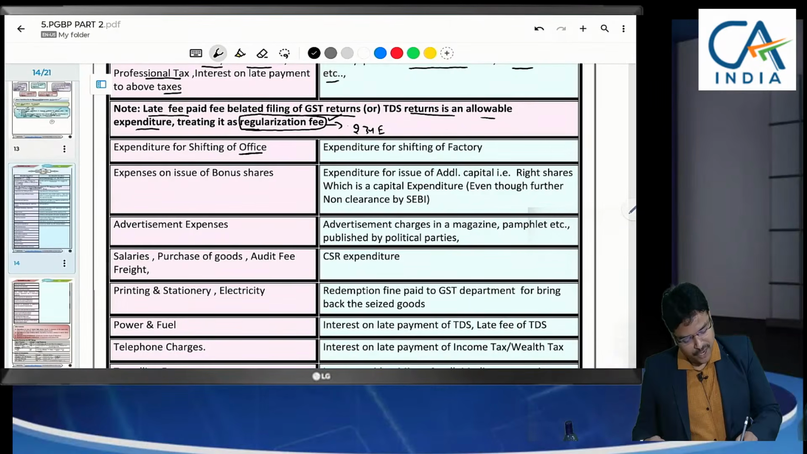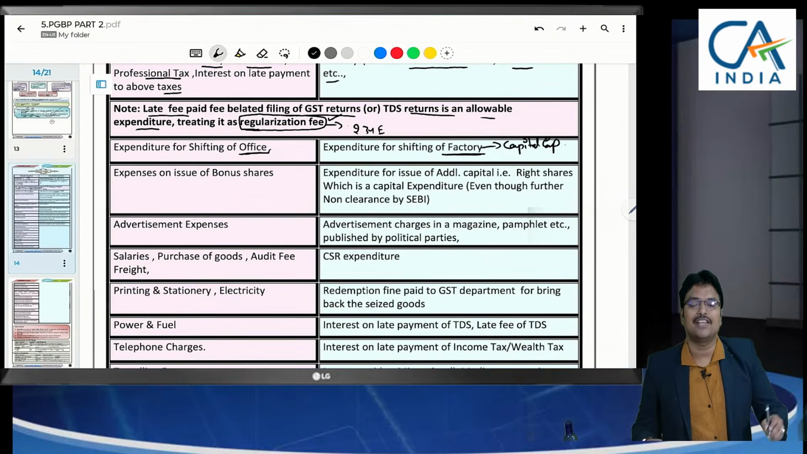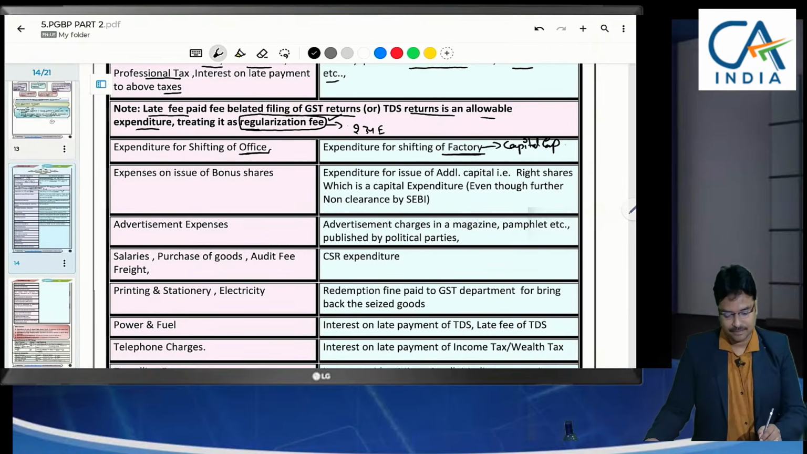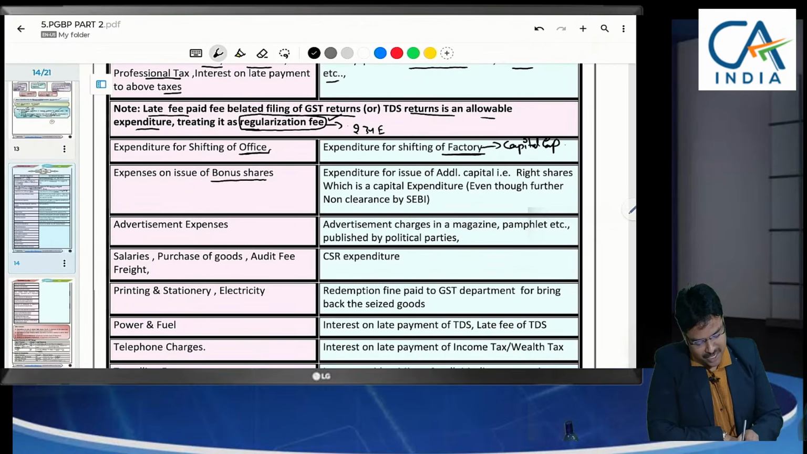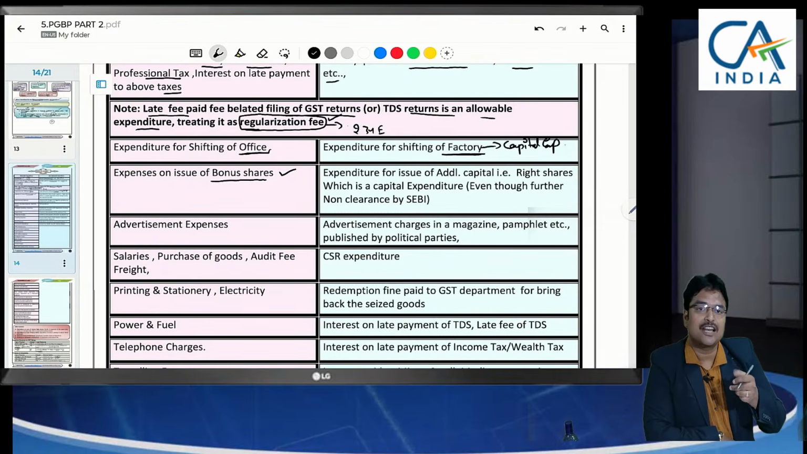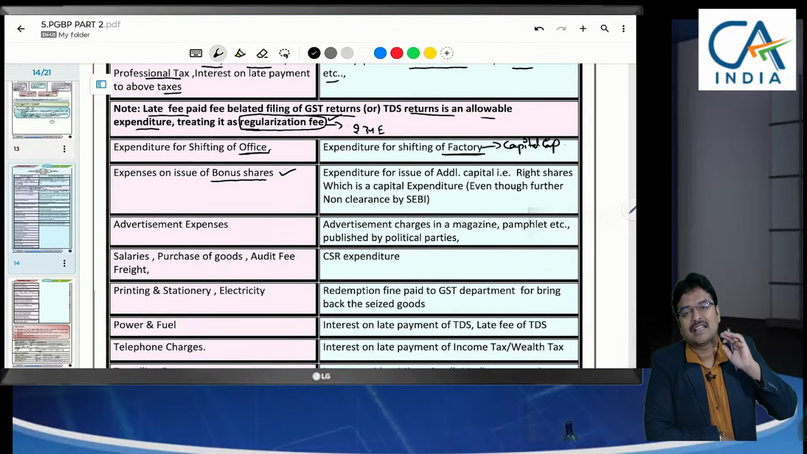Expenses for shifting of office you can claim, but expenses for shifting of factory is a capital expenditure which should be capitalized to claim depreciation. Expenses on issue of bonus shares can be claimed as expenditure, because in bonus issue no additional money will come, only the reserve will be transferred to the capital.